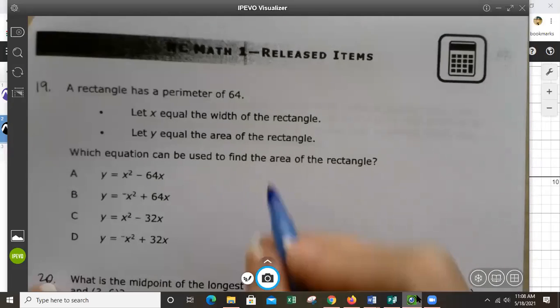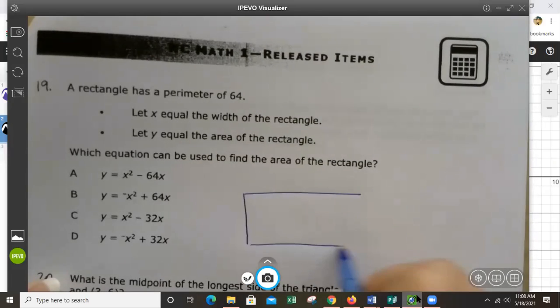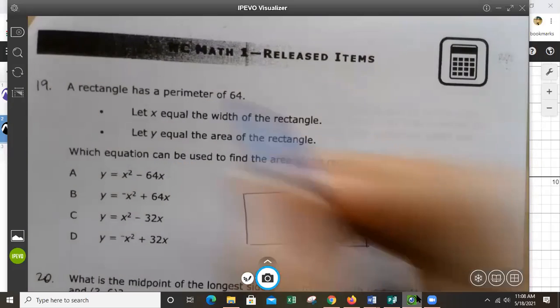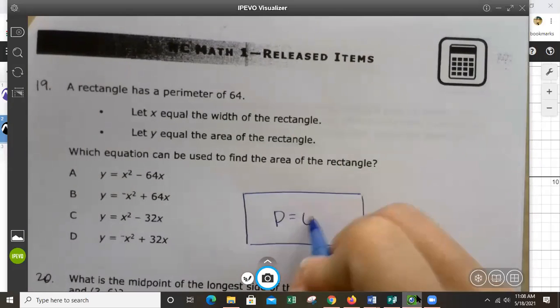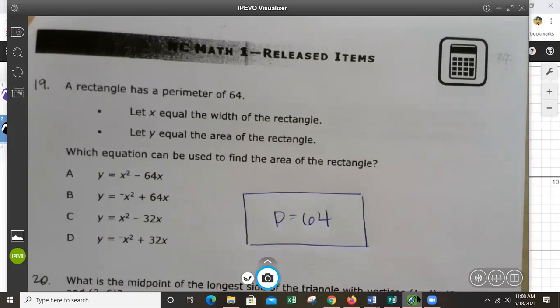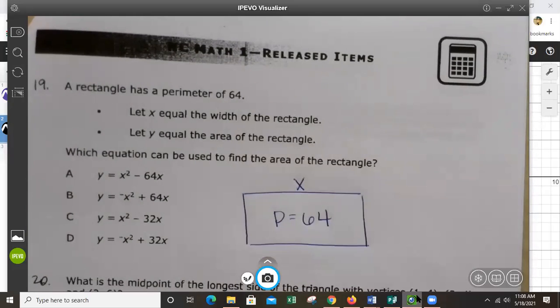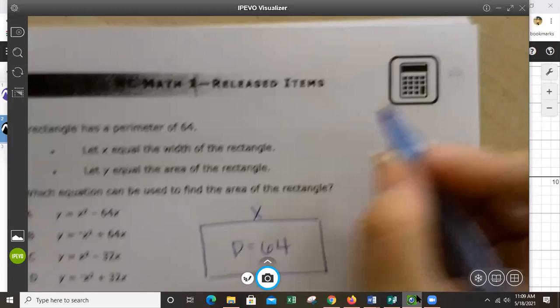It says a rectangle. I see that, so I'm going to draw a rectangle. We're looking for area, so you know it's going to be length times width. Perimeter is 64. It says let X equal the width of the rectangle. Let Y equal the area of the rectangle. Which equation can be used to find the area of the rectangle? All right, so let me go back over this again.